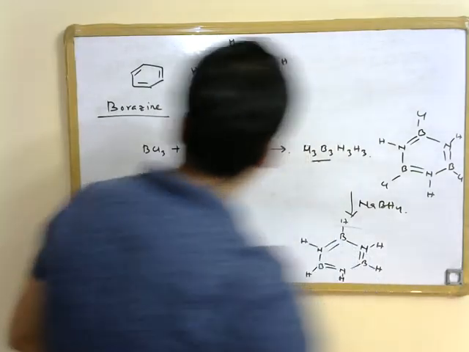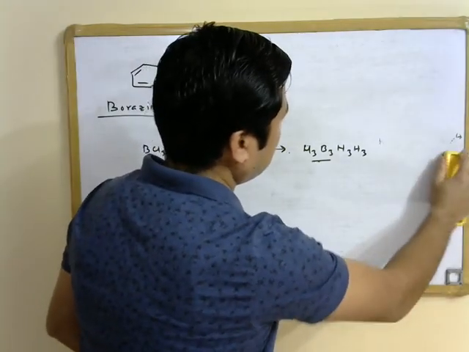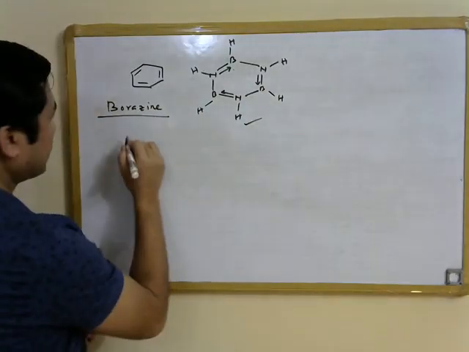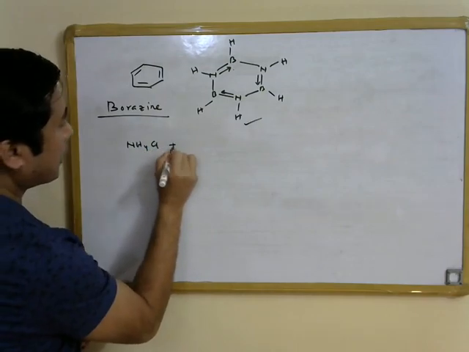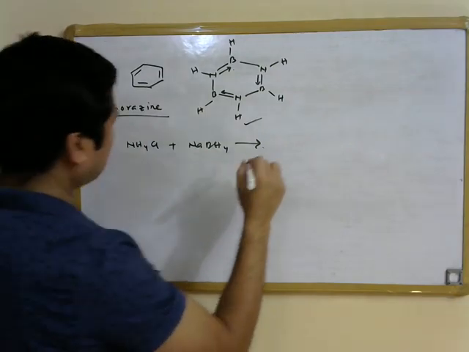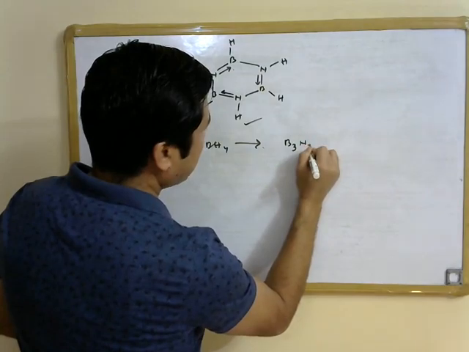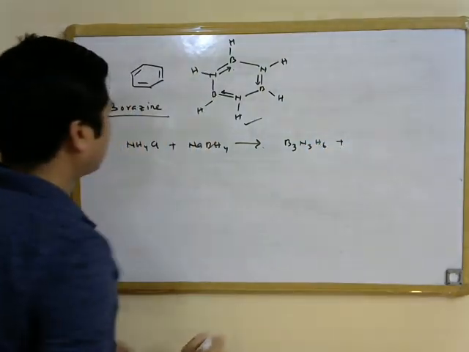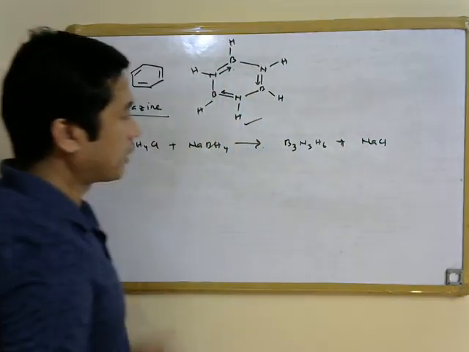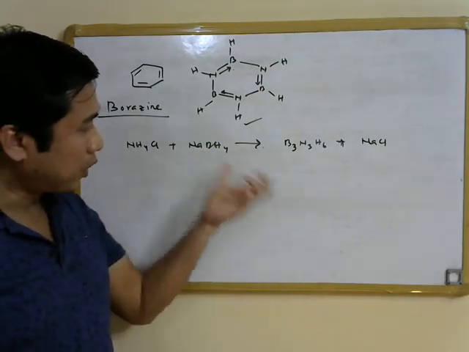One can also start with NaBH4 itself. The reaction of ammonium chloride with NaBH4 also gives B3N3H6, and NaCl is a byproduct in this reaction. So this is an alternate procedure for preparation of Borazines.